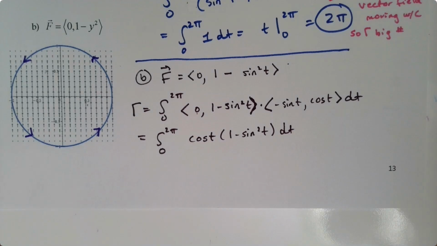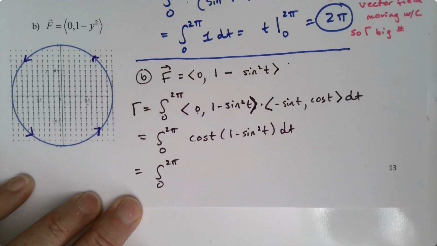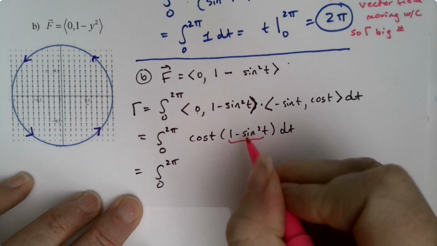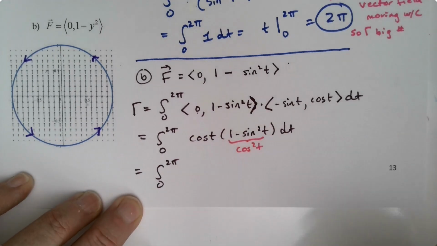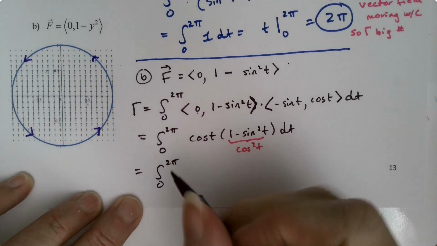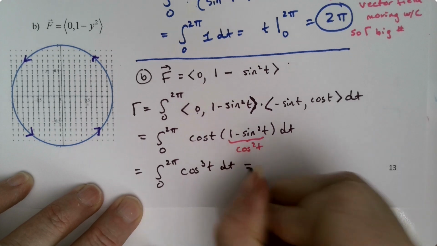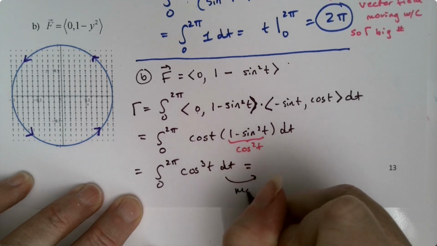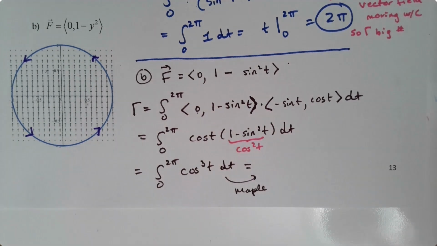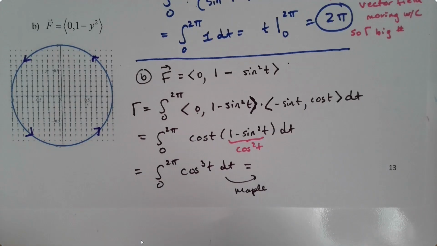Actually, before I go any further, I do want to note this is 1 minus sine squared. It's the Pythagorean identity. That's cosine squared, since sine squared plus cosine squared makes 1. So this is actually the integral of cosine cubed t dt. All right, then I'll do it with Maple. And lo and behold, the answer is 0. Interesting.